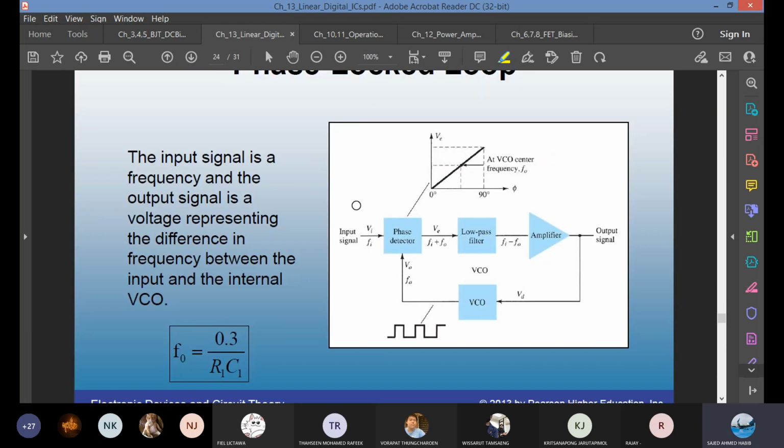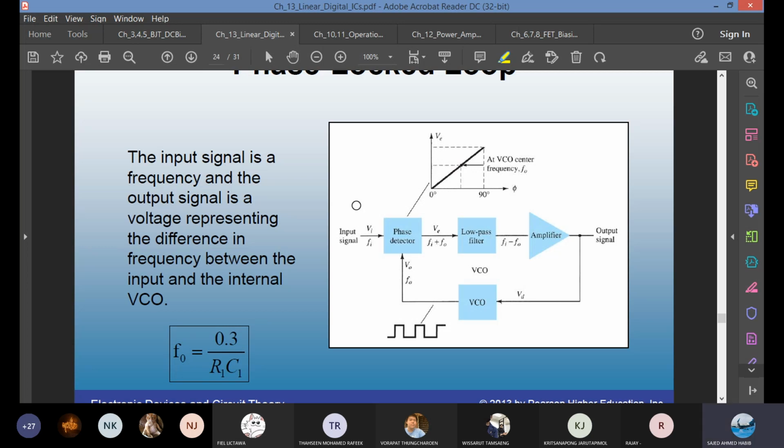The opposite of VCO is the phase lock loop. It tries to detect an input frequency, and depending on the frequency, it will give you an output voltage, which will be fed back to the VCO. The VCO will give an output frequency based on the input voltage. This output from the VCO is compared with the input frequency signal.